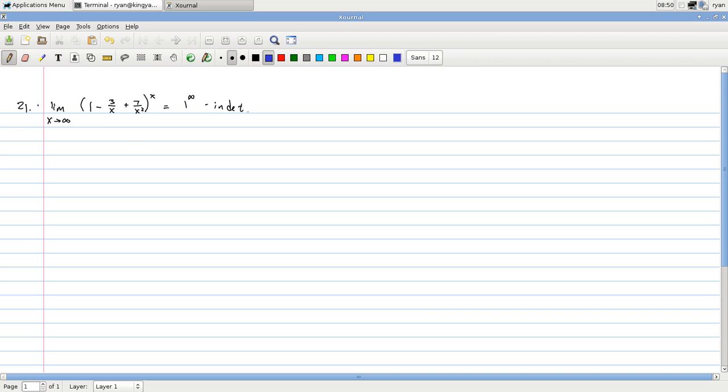So first, let's rewrite this as y equals our limit, and then take the natural log of both sides of this equation. This gives us the natural log of y is equal to the natural log of our limit, (1 minus 3 over x plus 7 over x squared) to the x. Since the natural log function is continuous, we can bring it inside the limit, rewriting this as the limit as x goes to infinity, natural log of (1 minus 3 over x plus 7 over x squared) to the x.